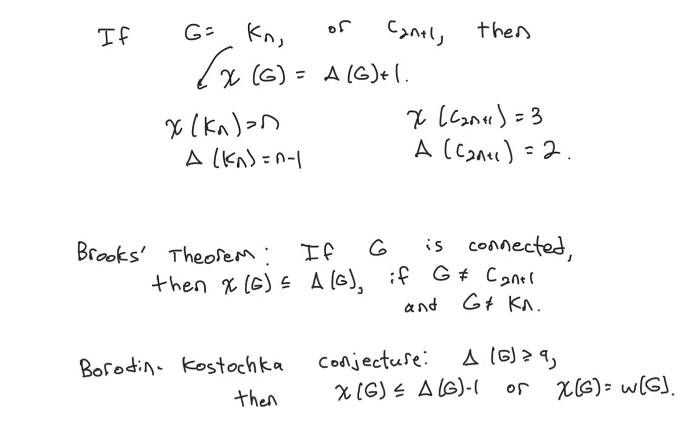So to point out updates to this theorem, there's a famous conjecture called the Borodin-Kostochka conjecture that asks about what happens when you replace delta of G with delta of G minus 1. So the conjecture says that if the maximum degree is at least 9, then you should be able to color a graph with delta of G minus 1 colors, with the only extreme cases being the examples where the chromatic number is the clique number.